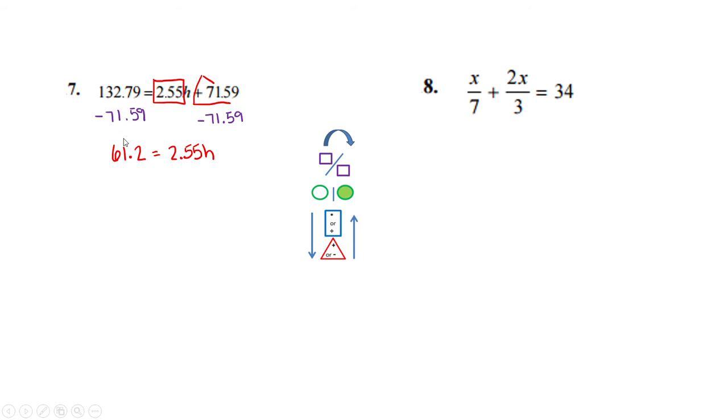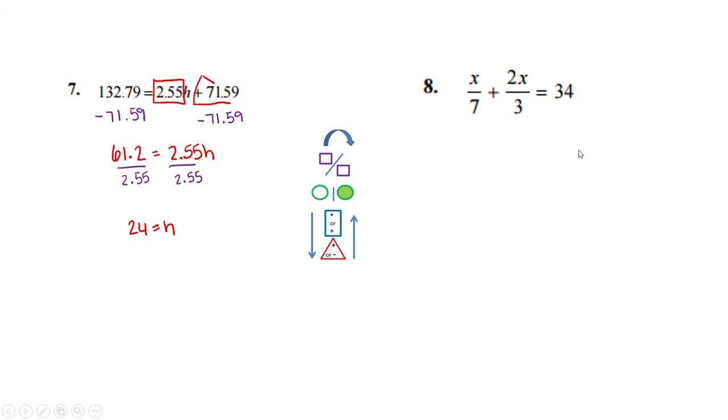If you type this in your calculator or do the math by hand, you're going to get 61.2, and then you're going to bring down 2.55h. And you divide both sides by 2.55, and you're going to get the answer of 24. Hopefully that makes sense. So don't get scared by these decimals.